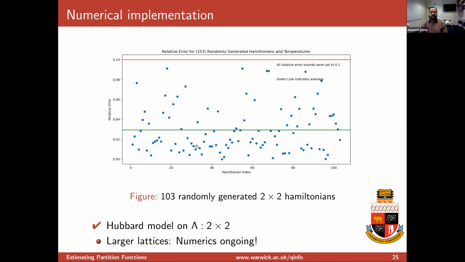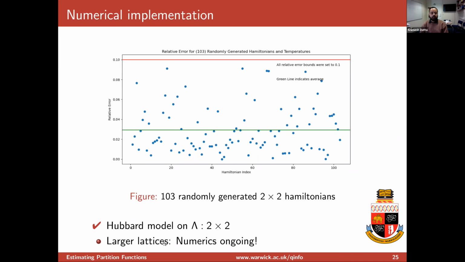And the green line denotes the average, which is not particularly meaningful in this case because he's picked random Hamiltonians and they don't really have any physical meaning in that sense. Andrew has then gone on to apply this to the Hubbard model. He's worked it out for the 2x2 lattice and it works. He can't notice any discernible difference in the time between our algorithm and, again, full diagonalization of the 256 dimensional matrix. So that doesn't really tell us anything.